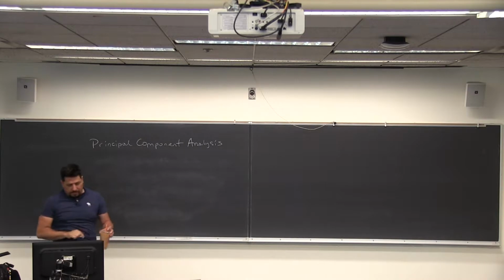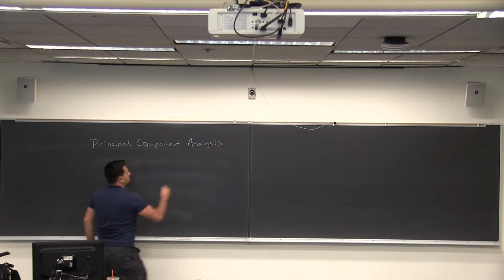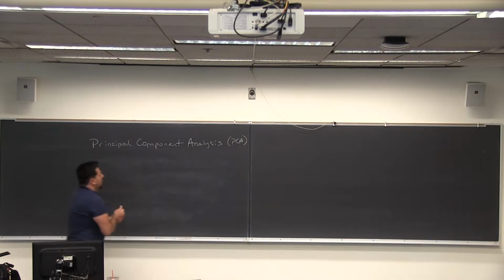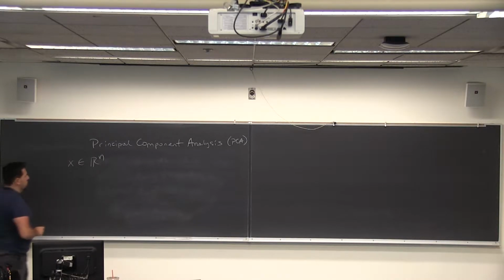This is a very basic dimension reduction method. So we'll call it PCA. The goal is the following. Let's say I have an n-dimensional random vector x that takes real values.